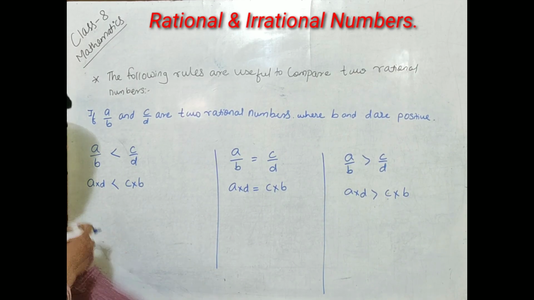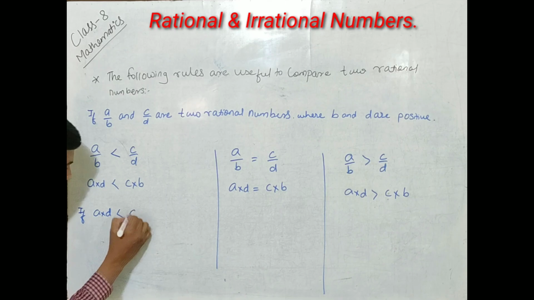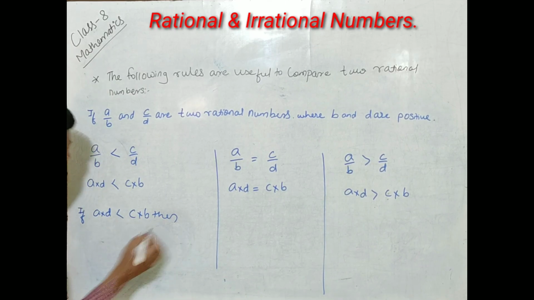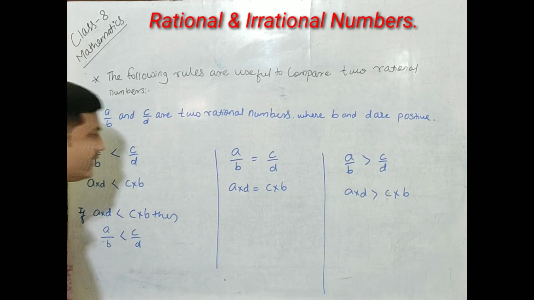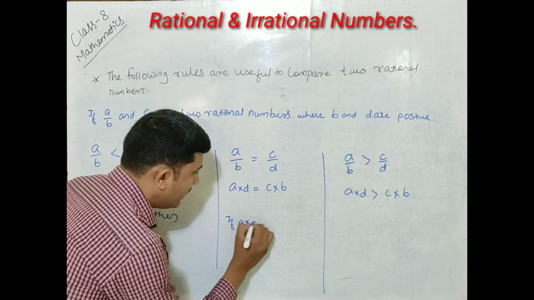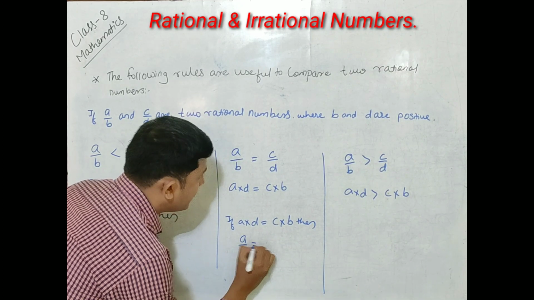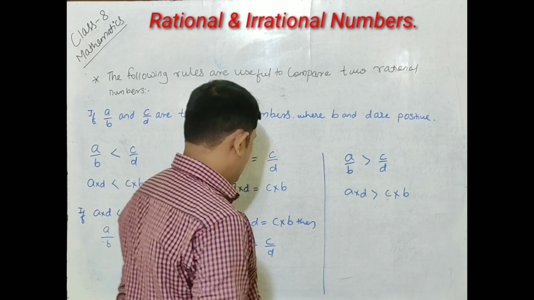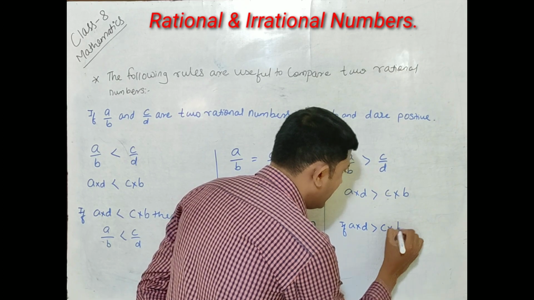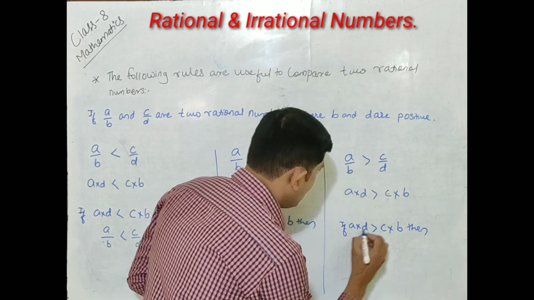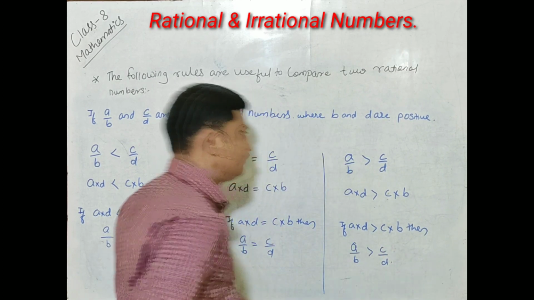So, in our textbook, it is given as, if a multiplied by d is less than c multiplied by b, then in the form of rational number, a upon b is less than c upon d. In the same way, if a into d is equal to c into b, then a upon b is equal to c upon d. In the same way, for the third one, if a into d is greater than c into b, then a upon b is greater than c upon d.